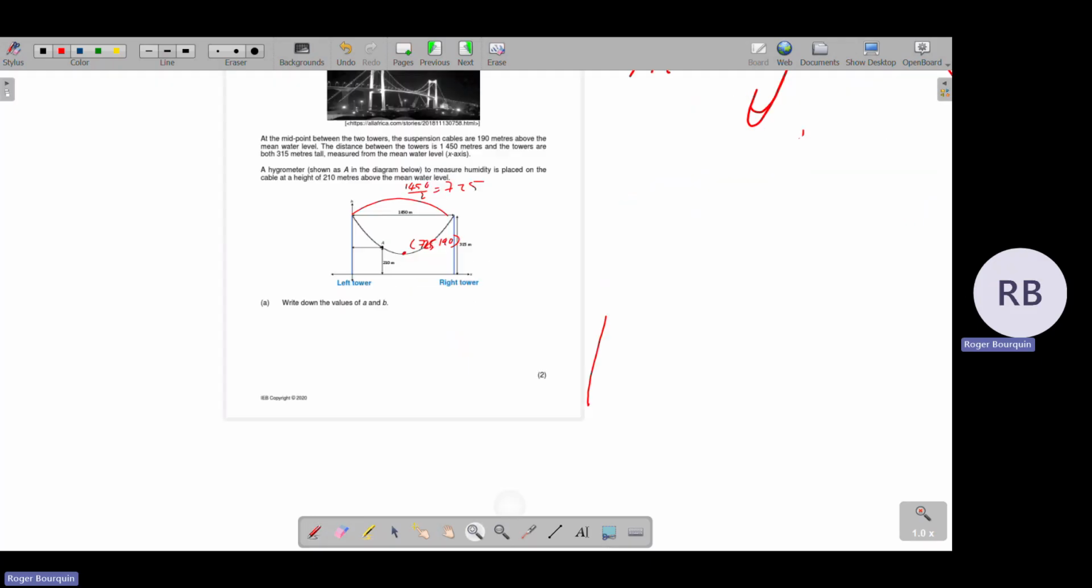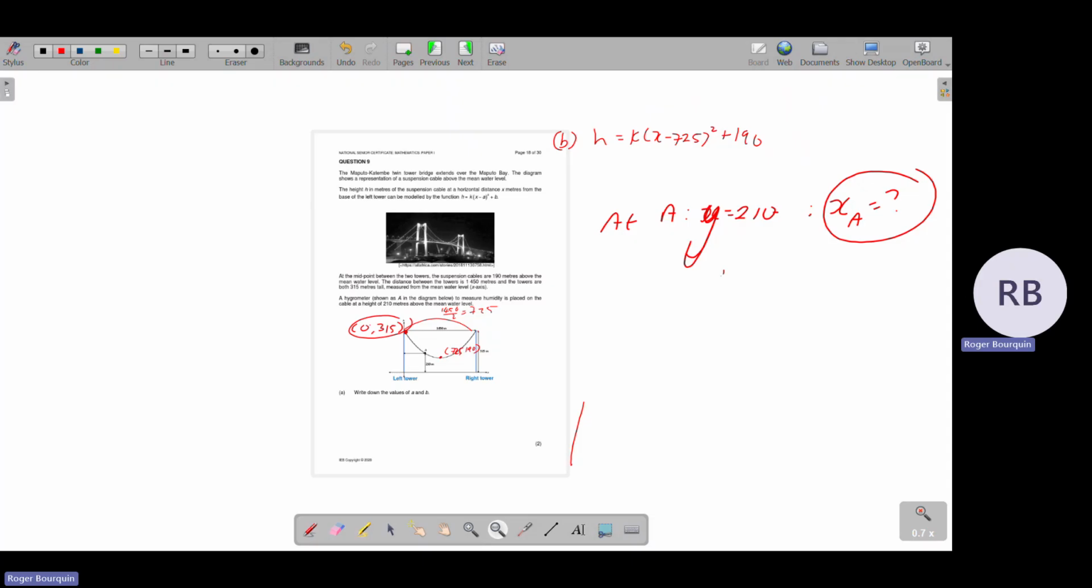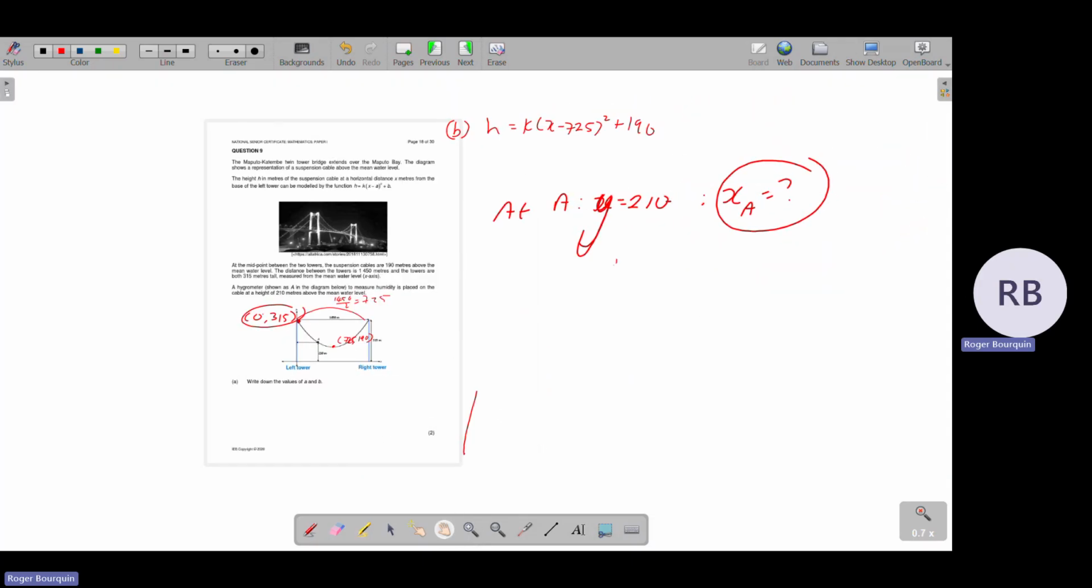Okay, but we know that the height of the towers was 315. Okay, so this is the point 0, 315. This point would be, I'm not going to use it, but it would be 1450, 315, right? Symmetry, watch out for it, right? So if a point lies on the graph, I can sub it in, okay? So I'm going to go to this over here. I've got h is equal to k, x minus 725 squared plus 190.